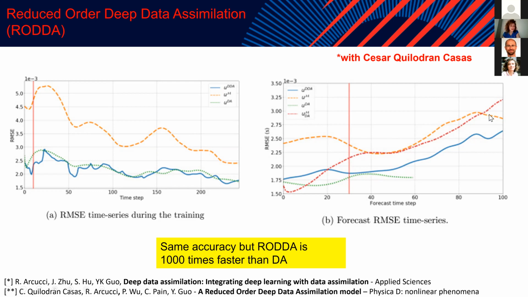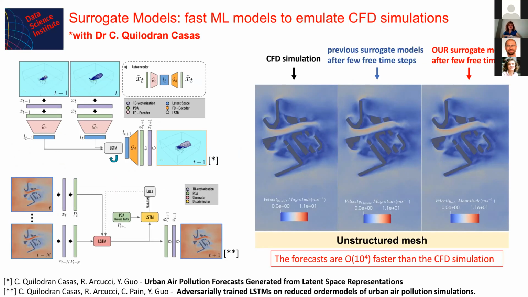So the red line is a standard data simulation, the blue line is deep data simulation, the green line is the standard data simulation in the reduced space. So another example, I'm giving you an overview of a lot of different approaches that you can use to implement machine learning with data simulation. Hopefully it can be an inspiration for your future works.